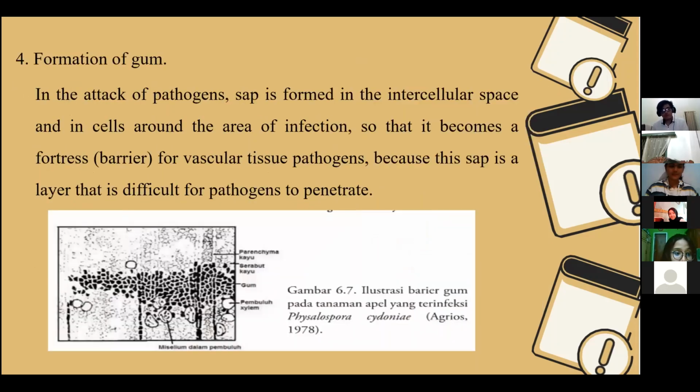And the fourth one is formation of gum. In the attack of pathogens, gum is formed in the intercellular space and in cells around the area of infection, so that it becomes a fortress or barrier for vascular tissue pathogens, because the gum is a layer that is difficult for pathogens to penetrate.